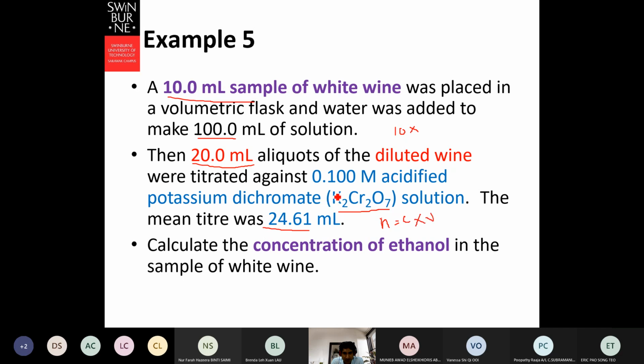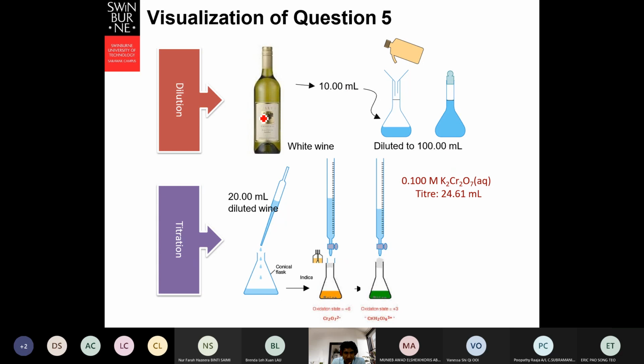So from here we will find the number of moles, from 0.1 molar and 26 milliliter. Of course, we have to convert it to liter, so we should divide by 1000 to get liter. So N equals C into V, the number of moles, we'll find. It is asking us to calculate the concentration of ethanol in the sample of white wine. What is the concentration of ethanol in the sample? It is almost similar to asking the concentration of acetic acid or ethanoic acid in vinegar. So this is the same thing.